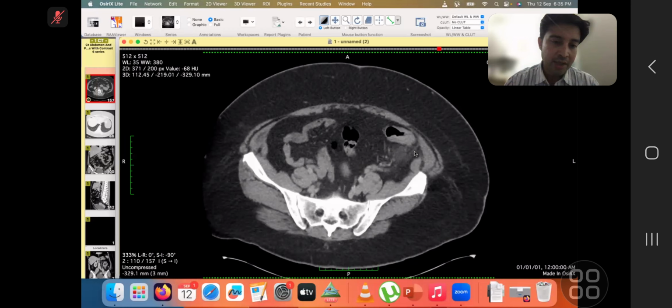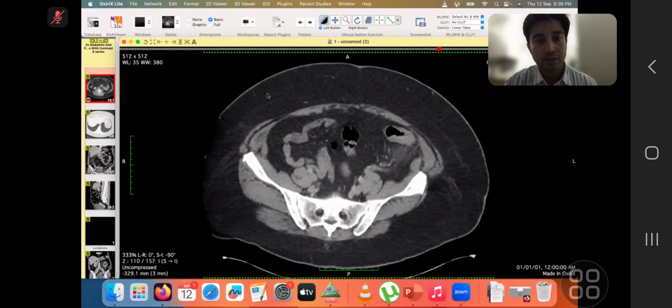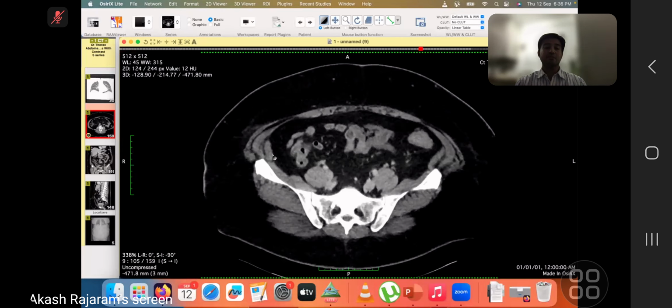Okay, so the general surgeons reviewed and treated the patient with antibiotics, and he went back. Later on he came with some non-specific symptoms, and then they did a repeat CT. So let me just share the repeat CT. Okay, second. Yeah, so this repeat CT is done after a couple of months. Sure.